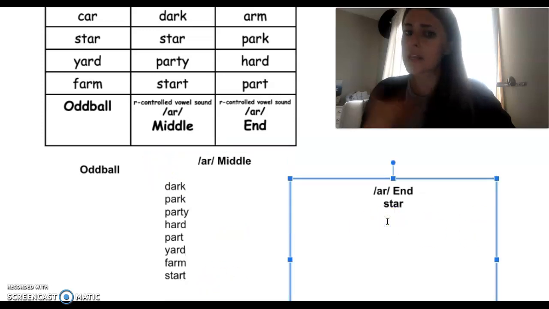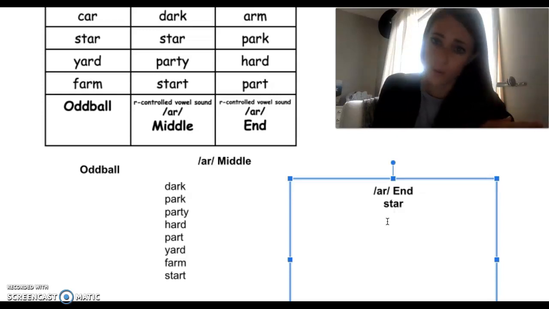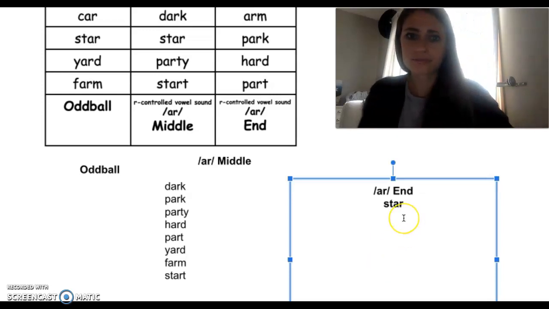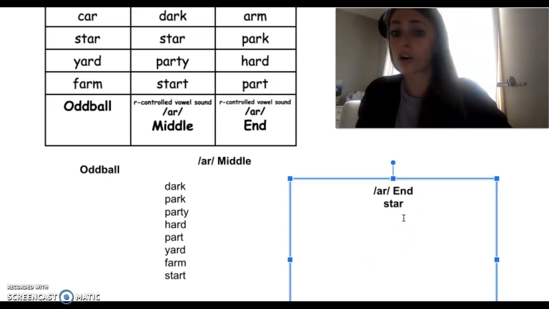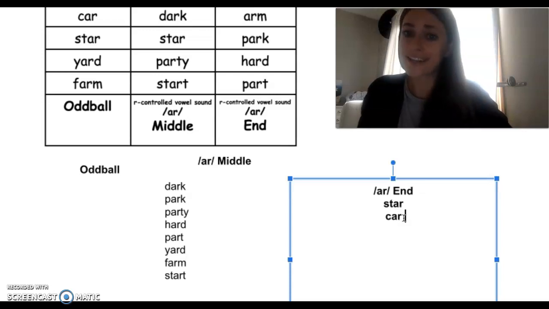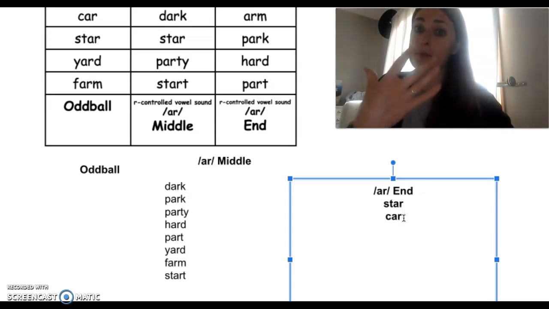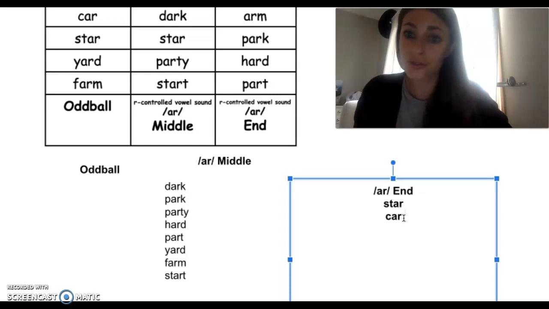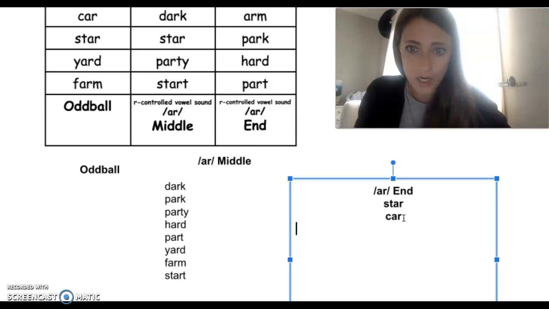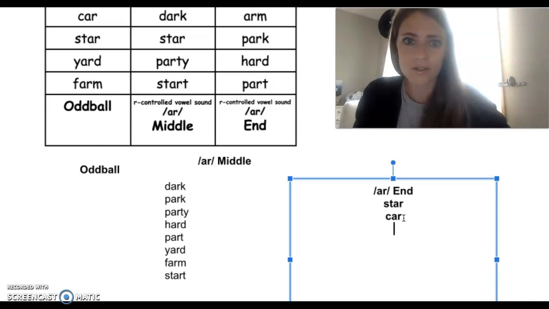Okay, let's talk about hearing the R sound at the end of the word. Car. You're getting your car fixed and you need a part. You need to fix a certain part in your car. Car. Am I missing another one? Or is that it? Oh, that may be it.